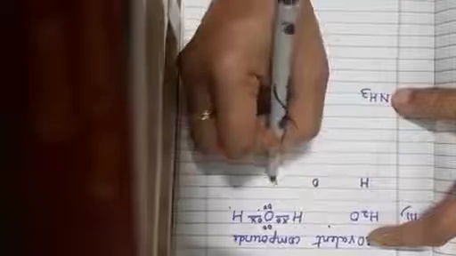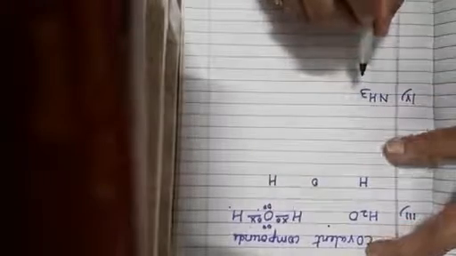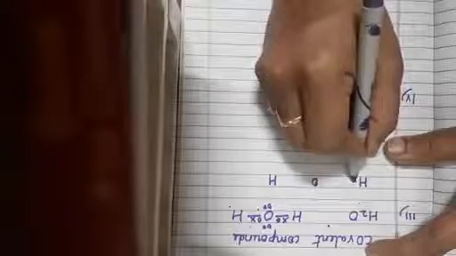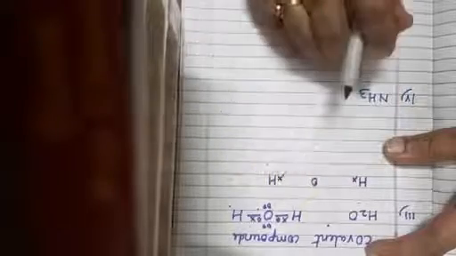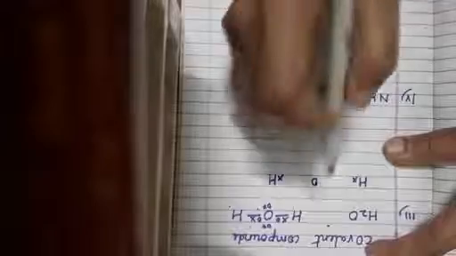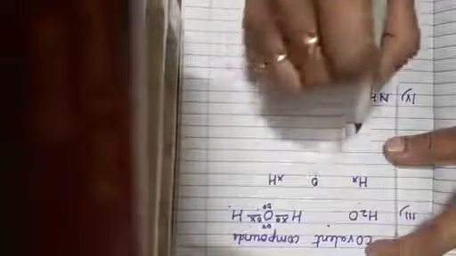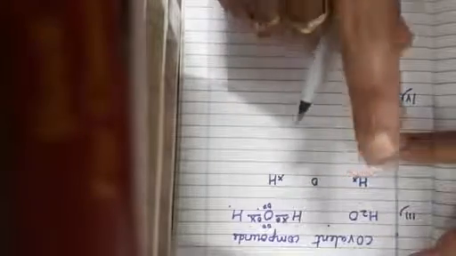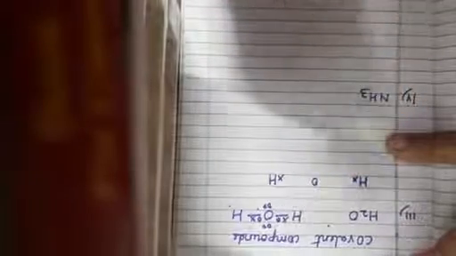So let's make the symbols of the respective atoms. Hydrogen has one electron in its outermost shell. Same, this hydrogen also has one electron in its only shell. What about oxygen? Oxygen has 6 electrons in its valence shell. So if 6 electrons are present, it means there is a shortage of 2 electrons. So 2 electrons will participate in the sharing.